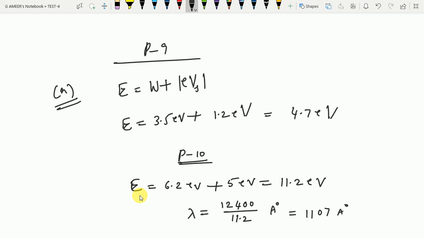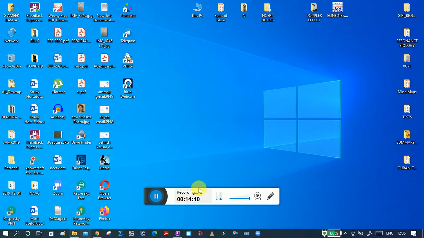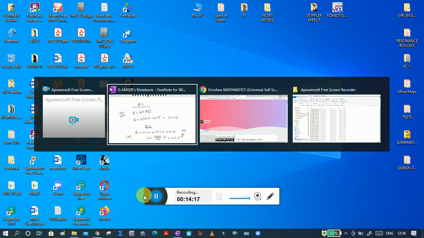So 1107 angstroms is in the ultraviolet region. It will be the UV region, so the best option is option A. Okay, fine. So be careful how you solve these problems. Let us go for the next problem, P11.